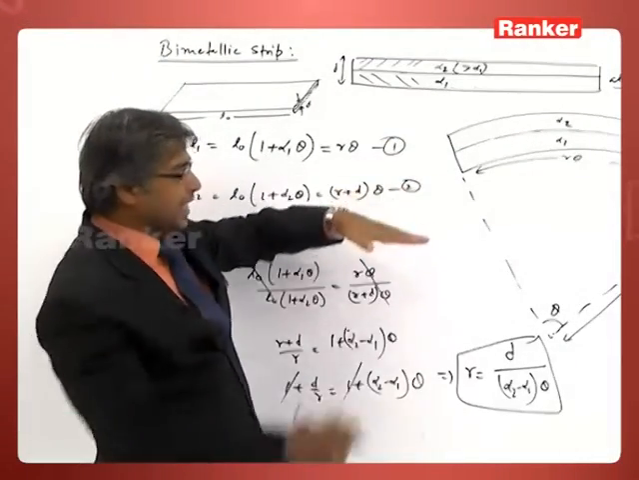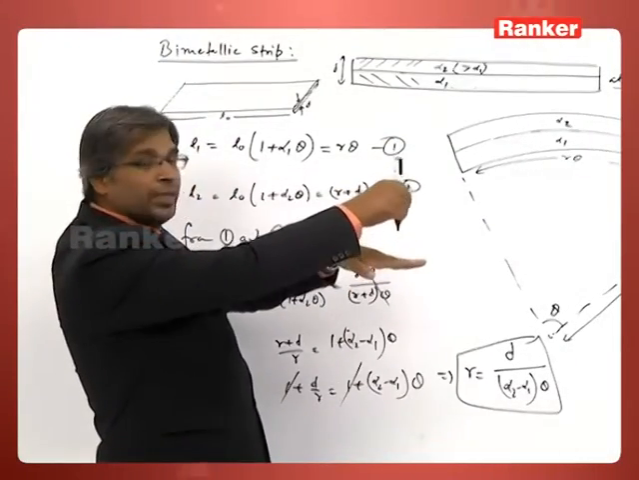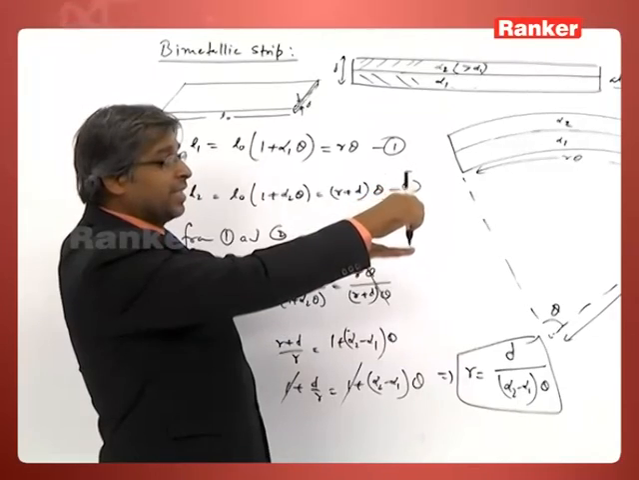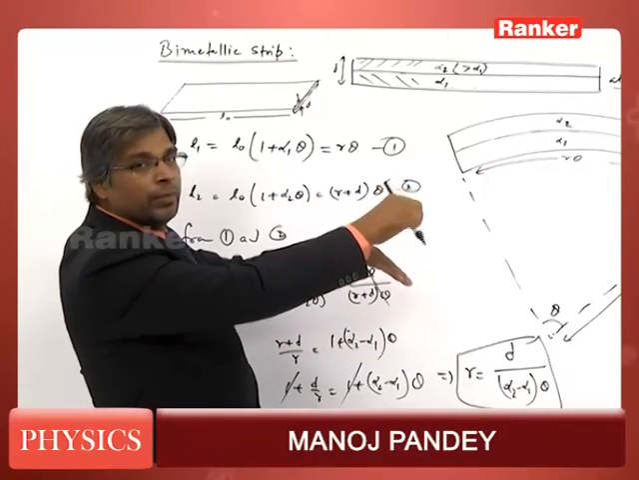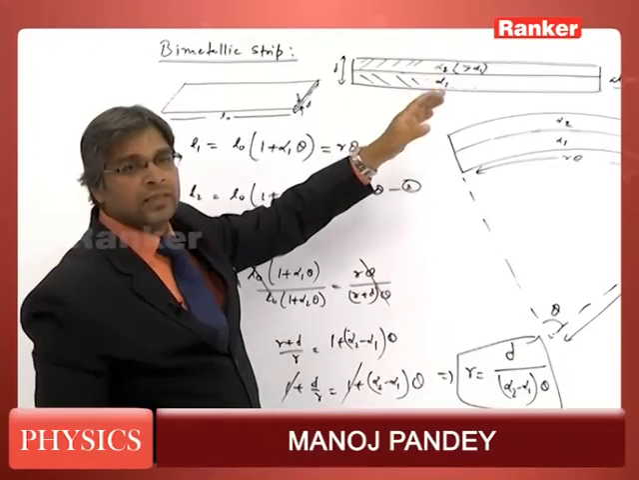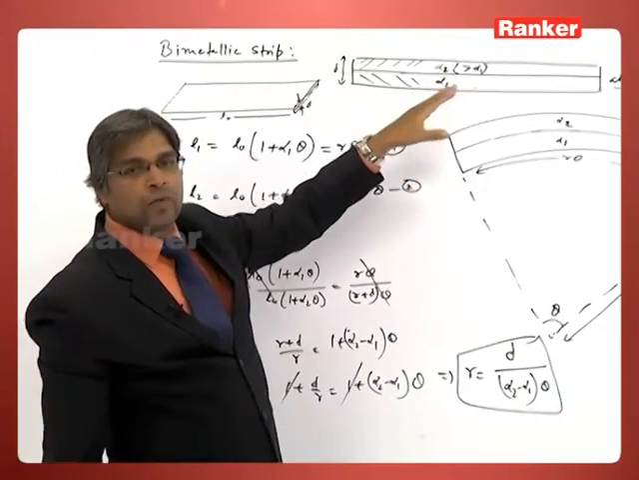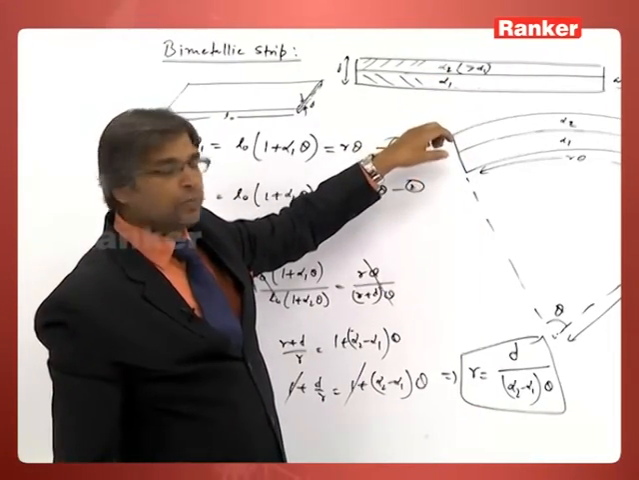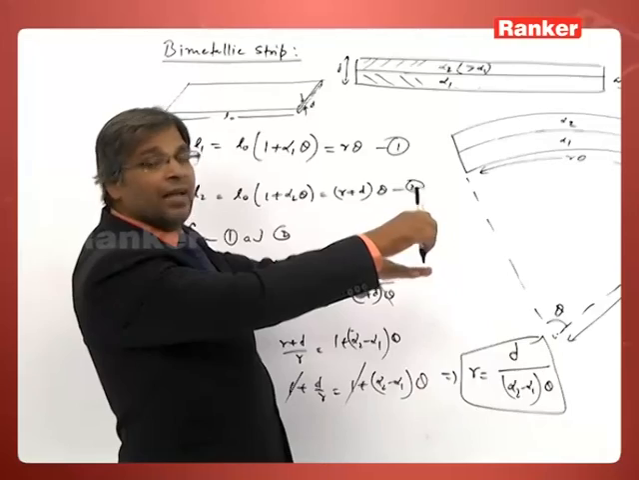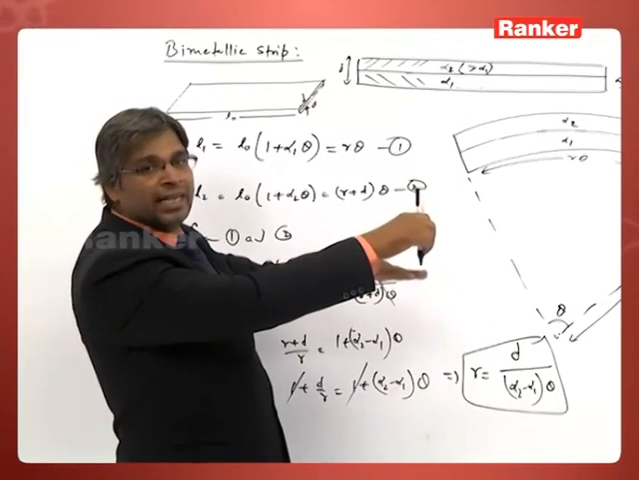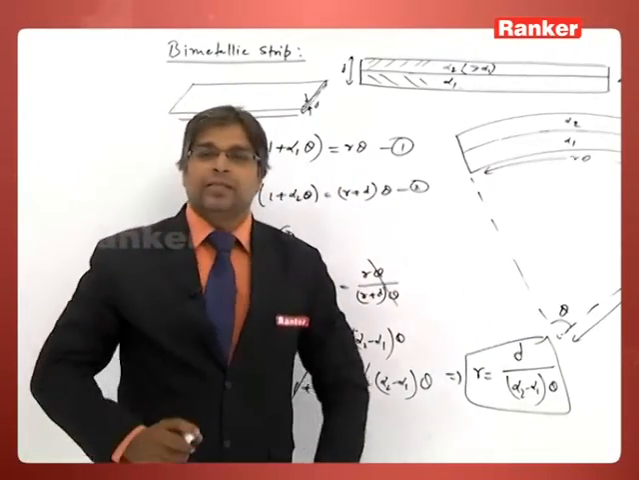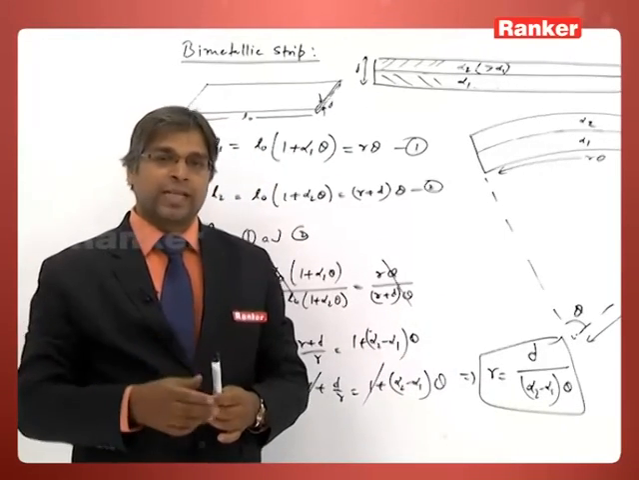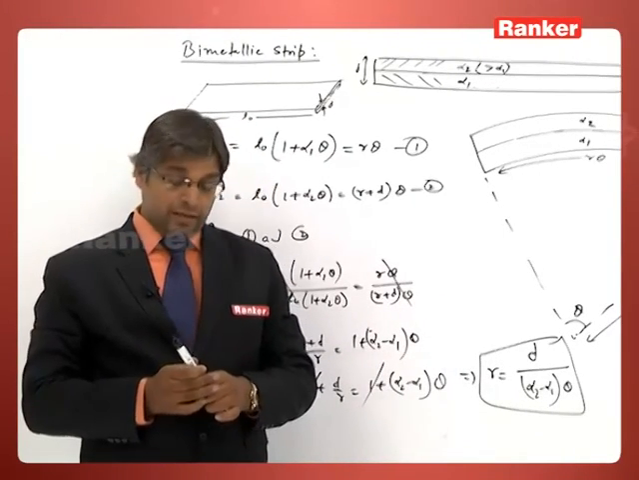If there is a make and break system, suppose some current is passing and there is a contact here. When the temperature rises, the strip bends, so the contact will be broken and the current will not flow, and the temperature will fall again. Then it will become straight again and the current will pass again. So, this bimetallic strip is used in a thermostat for temperature control.